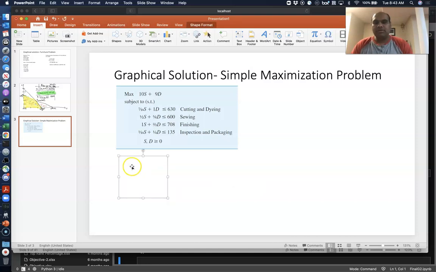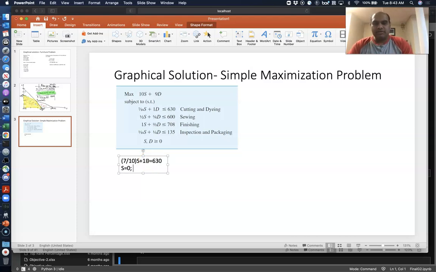So the first one is 7/10 times s plus 1 times d is equal to 630. So we always begin with the equation. So what you do is, if I plug in s is equal to 0, we are finding the endpoints, because again we'll be drawing a graph. So one axis will be the s-axis, the other axis will be the d-axis. So let's say we'll take the s-axis to be the x-axis and the d-axis to be the y-axis.